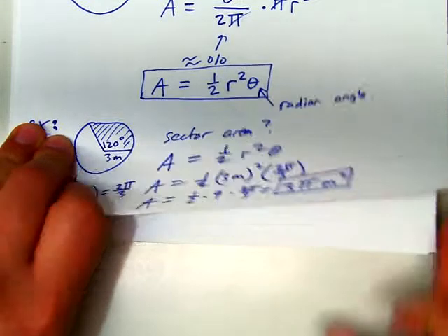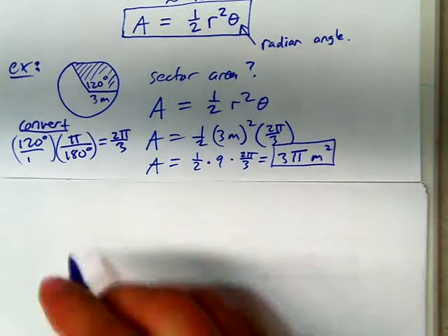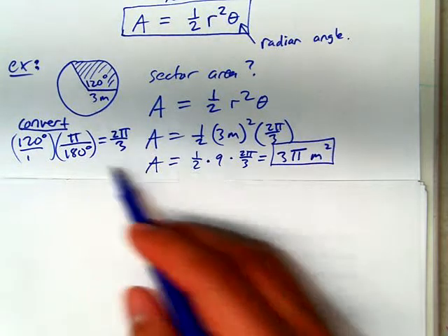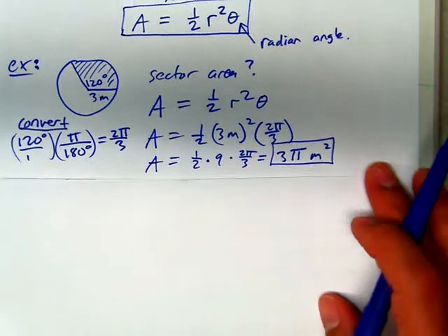Okay? Pretty straightforward calculation. Now obviously you're going to have to know how to work backwards too. So if I give you an area and I give you a radius, you should be able to go backwards and find the angle, or maybe find the radius if I give you the angle. Okay?